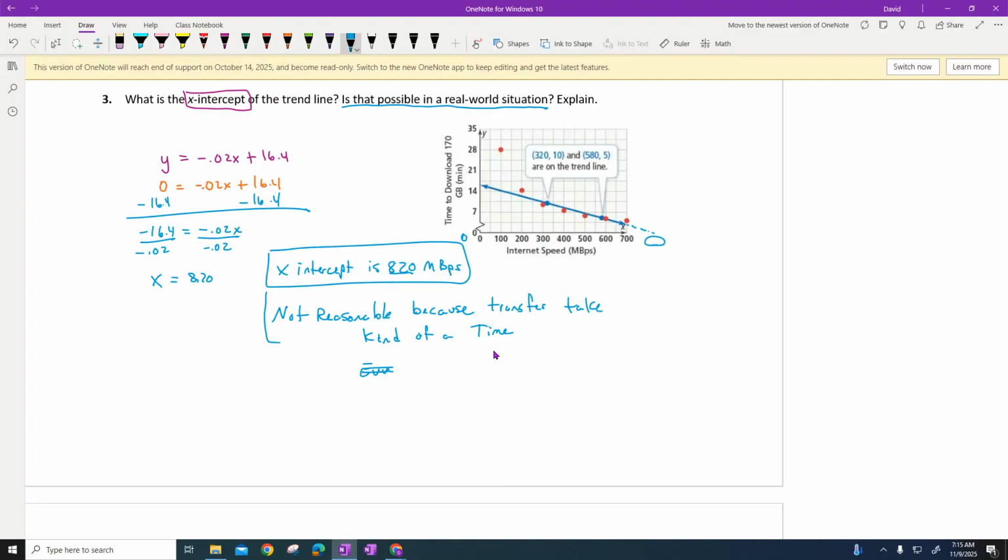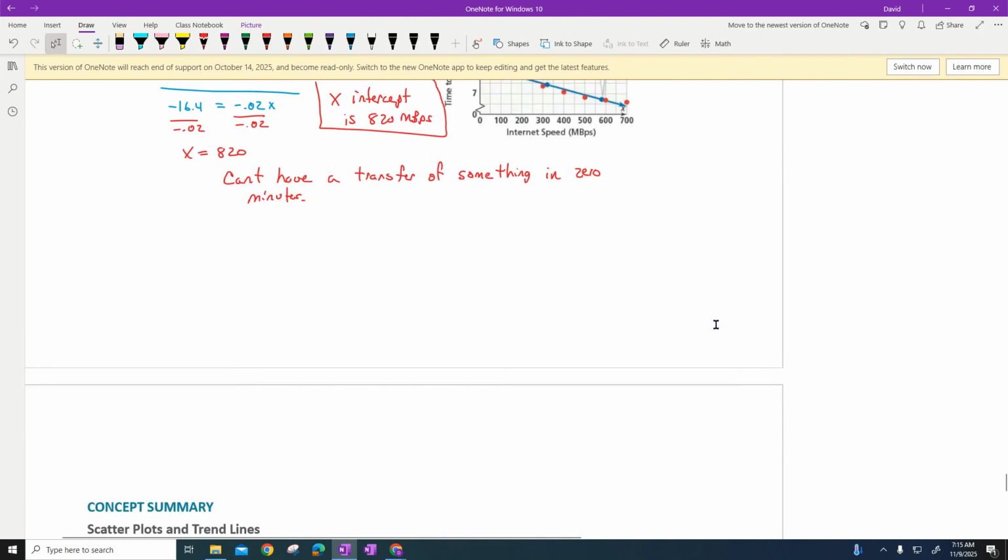By zero time, nothing's happening. So they want you to be a thinker. All right? You got to know that when I'm looking for my x-intercept, time is my y, so I want the y to be a zero. Zero time, I can't have anything being transferred with zero time. That's where I start at. Okay? So, kind of a higher level thinking question there. All right, and I think that might be it.